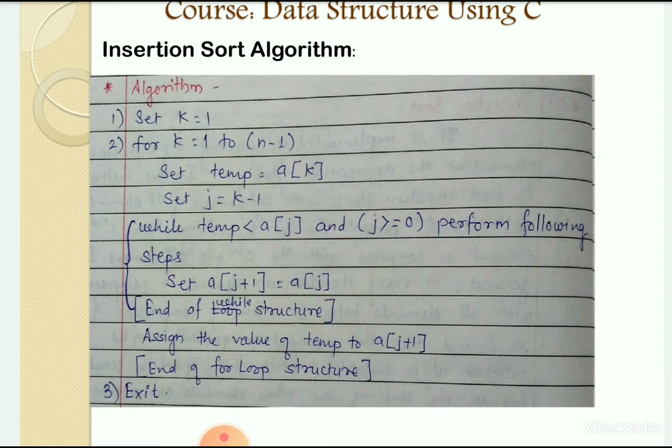Okay, we have to shift the element. So for that shifting, we will require this while temporary less than a of j and j greater than or equal to 0. You have to do the following steps. Set a of j plus 1 equal to a of j. We are shifting the elements one side next. So for that you require this while loop.